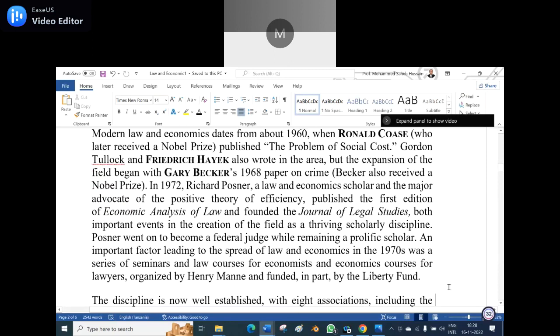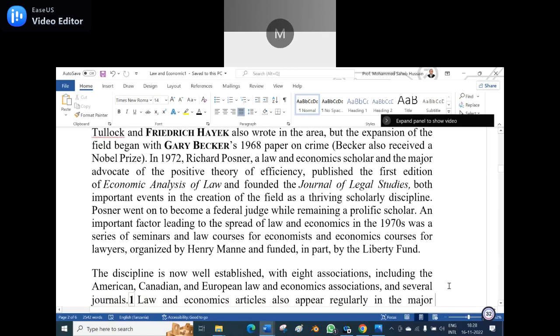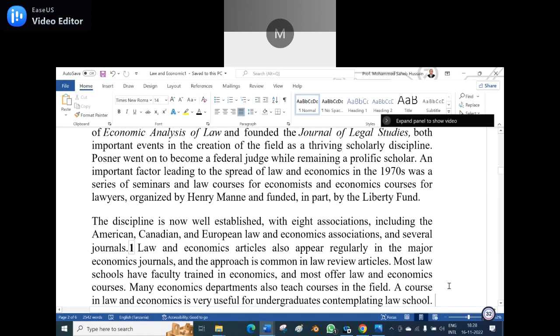Posner went on to become a federal judge while remaining a prolific scholar. An important factor leading to the spread of law and economics in the 1970s was a series of seminars and law courses for economists and economics courses for lawyers, organized by Henry Manne and funded in part by the Liberty Fund. So it is about the history and evolution, how economics has come into the picture, because it came to the limelight only in the 1960s and 1970s. It spread over other countries.